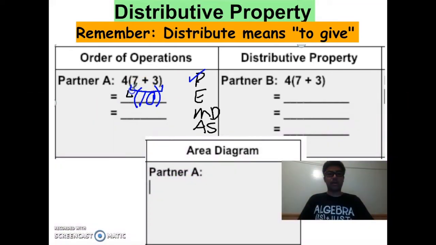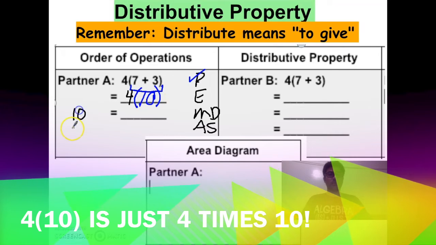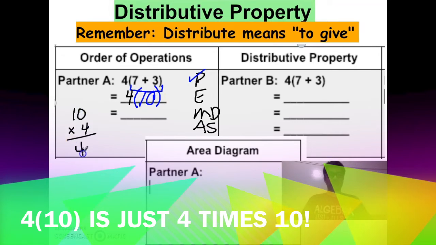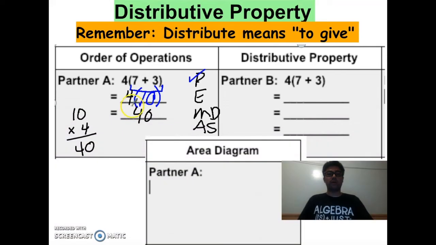And we'll bring down the 4. We'll copy that 4. So now we have 4 parentheses 10, which is the same thing as just 4 times 10. And 4 times 10 is just 40. So if we do this the order of operations way, this expression is the same thing as 40. This is equal to 40.